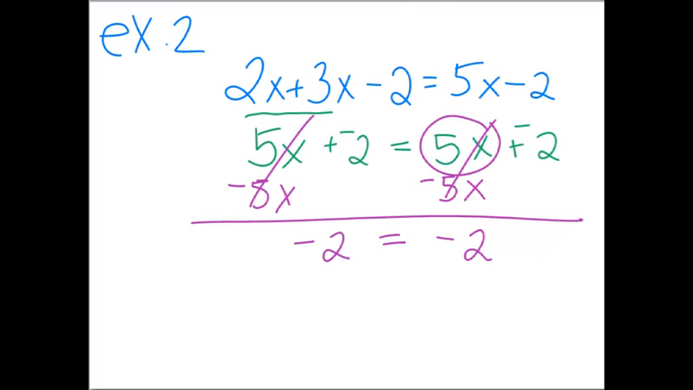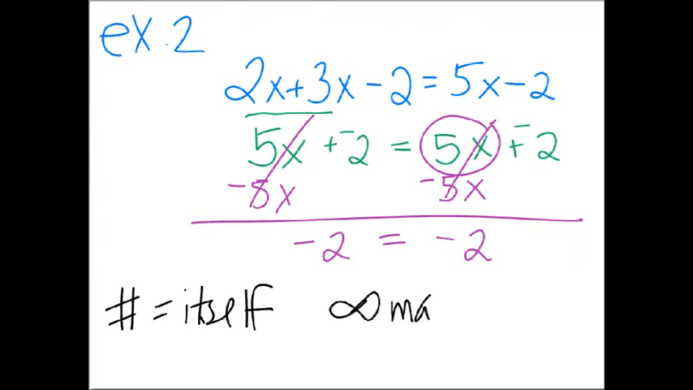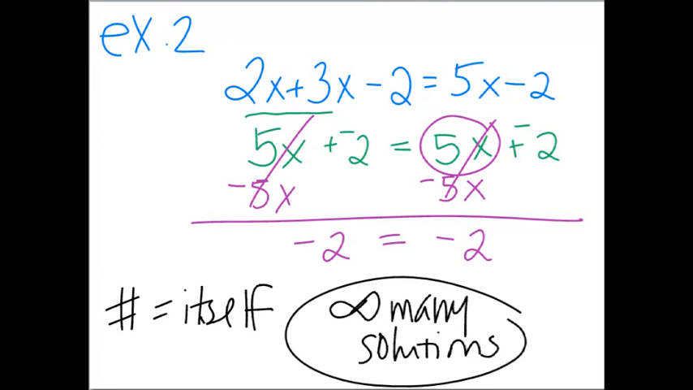Do you see how I have a number equals itself? If you look at your special cases list, if you have a number equaling itself, that means it's infinitely many solutions, or many solutions. Okay. So again, we're just working through our equation solving. It just so happens that at the end, there's something special.